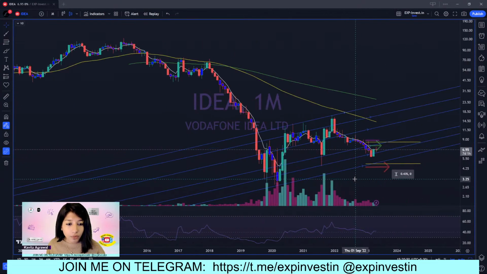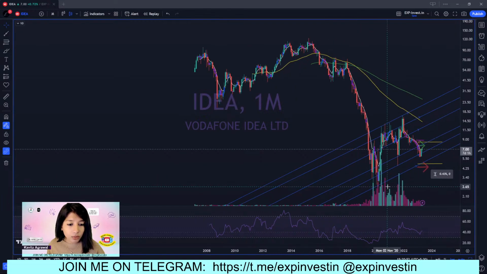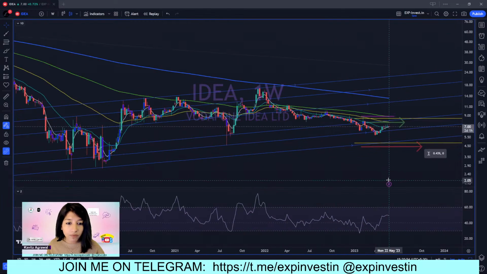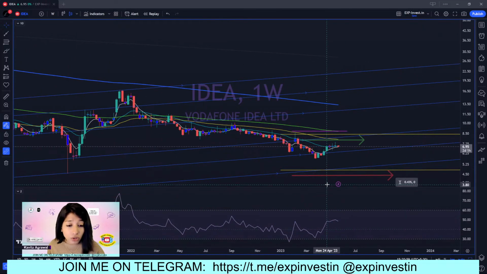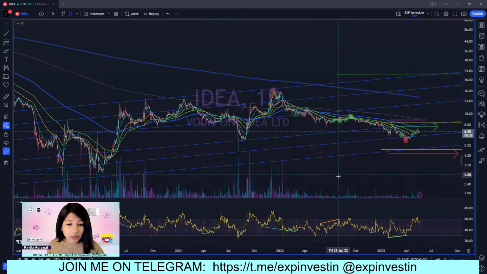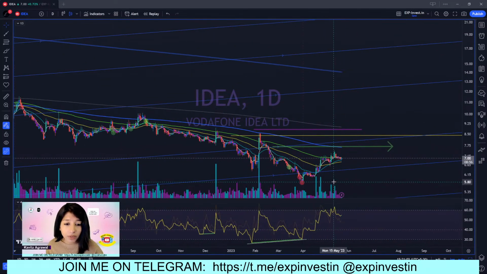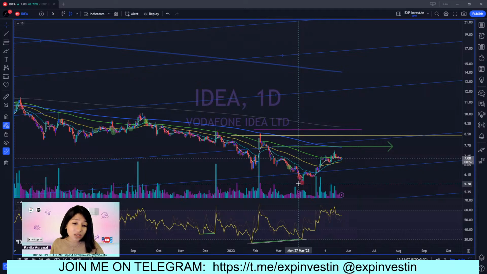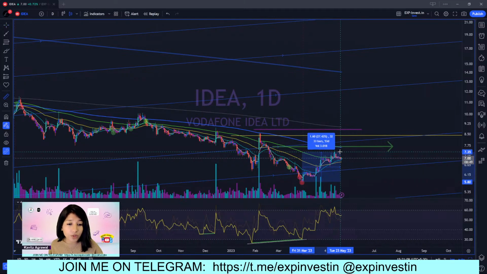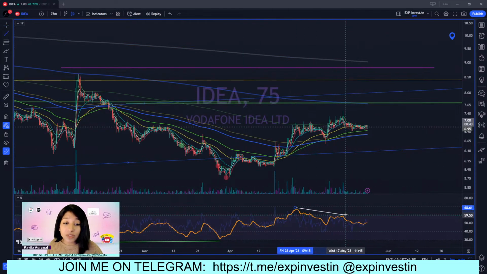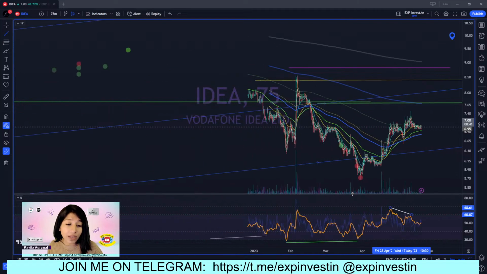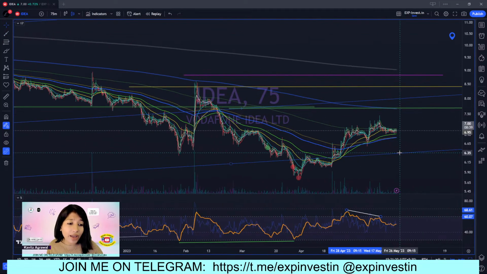Now let's start from the monthly time frame. On the monthly time frame, I don't see anything very promising. On the weekly time frame, sure, there is a trend line support, but I am very skeptical. On the daily time frame, there was a positive divergence, but the rally has already come and is feeling quite tired. The 75-minute time frame is telling us to stay away from the stock with a negative divergence.